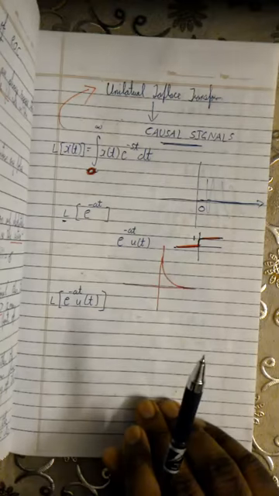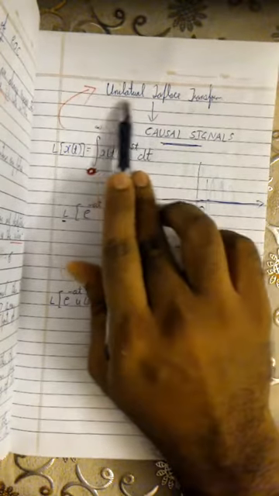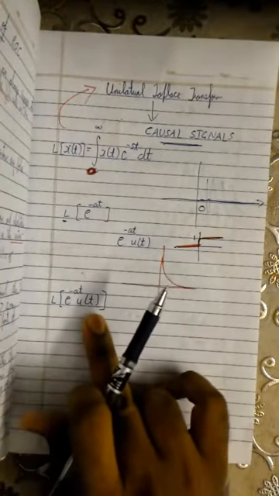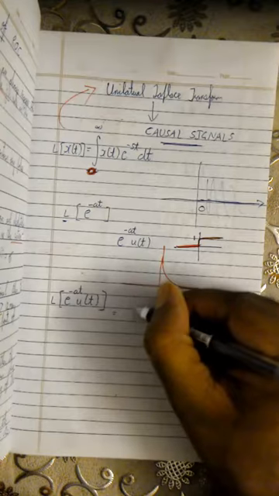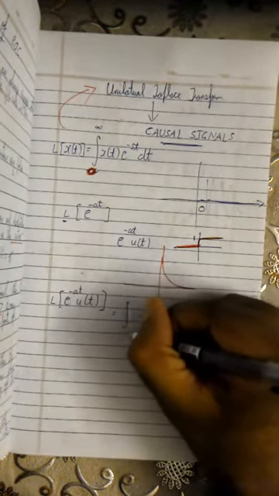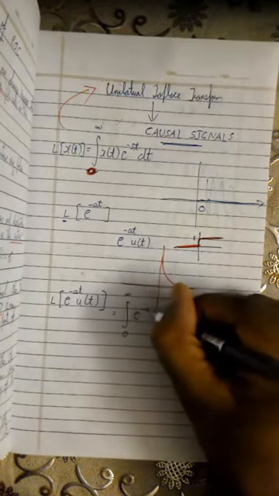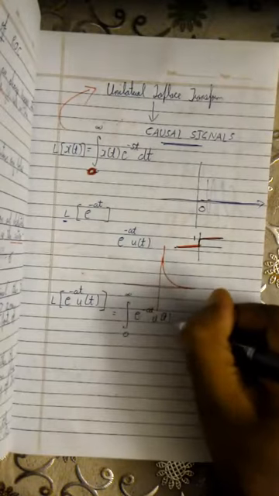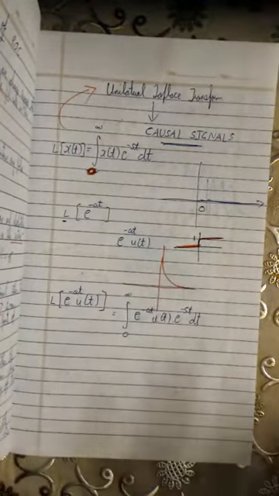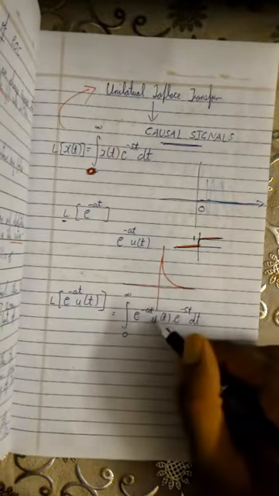This is a one-sided graph. Unilateral means uni is one, lateral is side, so it is a one-sided Laplace transform. For the unilateral Laplace transform, you will apply the integral from 0 to infinity of e raised to minus at u of t into e raised to minus st dt. So we are applying the unilateral Laplace transform in this equation. Here you know u of t value is already 1, so you don't even have to write it.